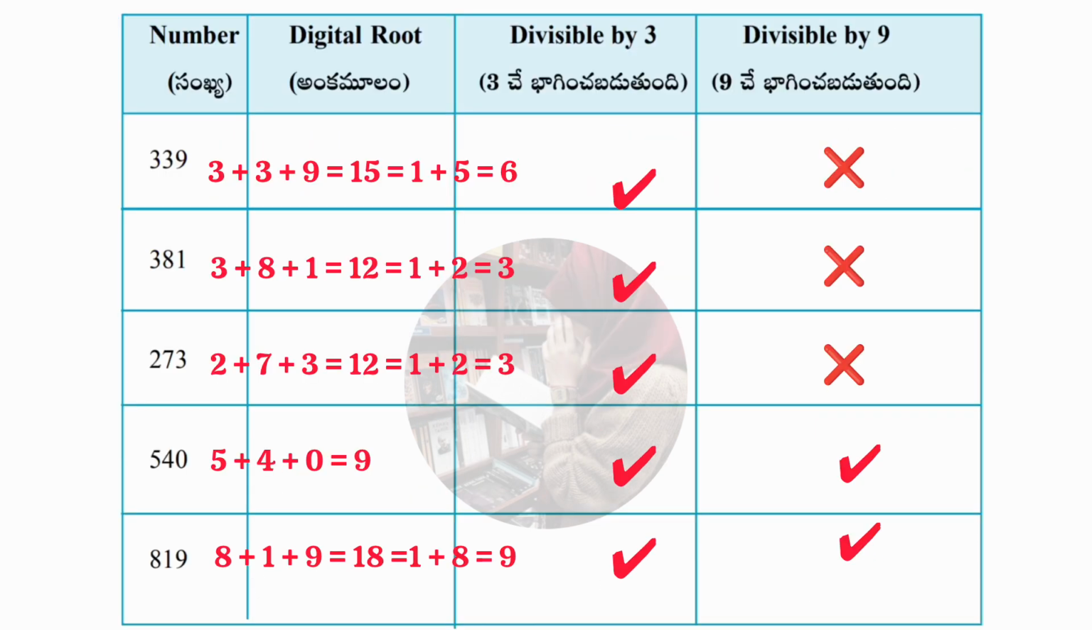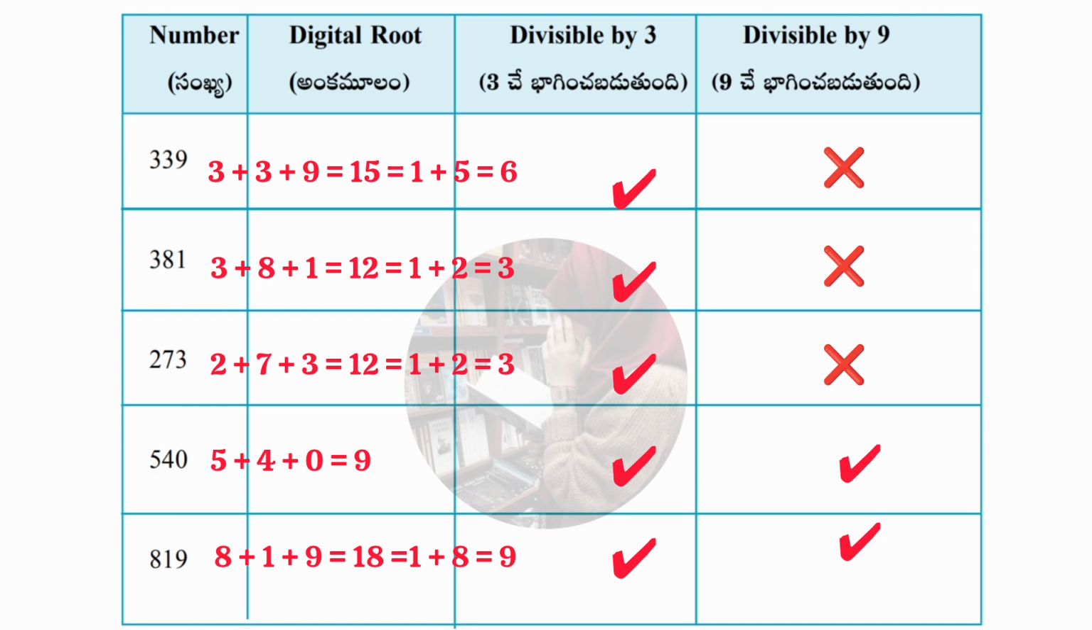Let's see each number. So first number is 339. So first find out the digital root. Okay, so 3 plus 3 plus 9, which is 15. Again find out the addition, 1 plus 5, which is 6. Here we get 6. So this 6 is divisible by 3. Okay, that's why put a tick mark, and it is not divisible by 9. That's why put a cross mark.